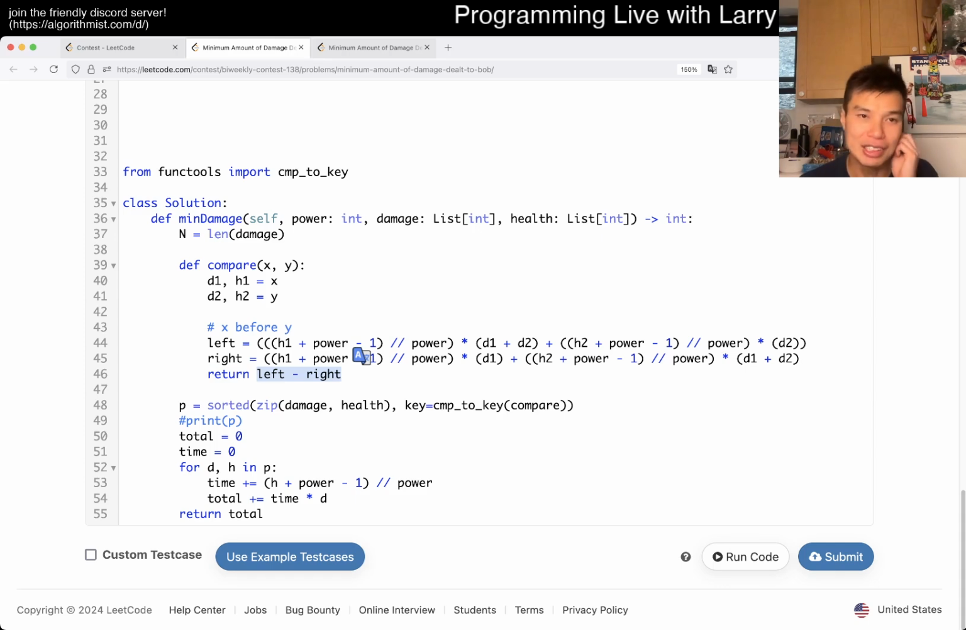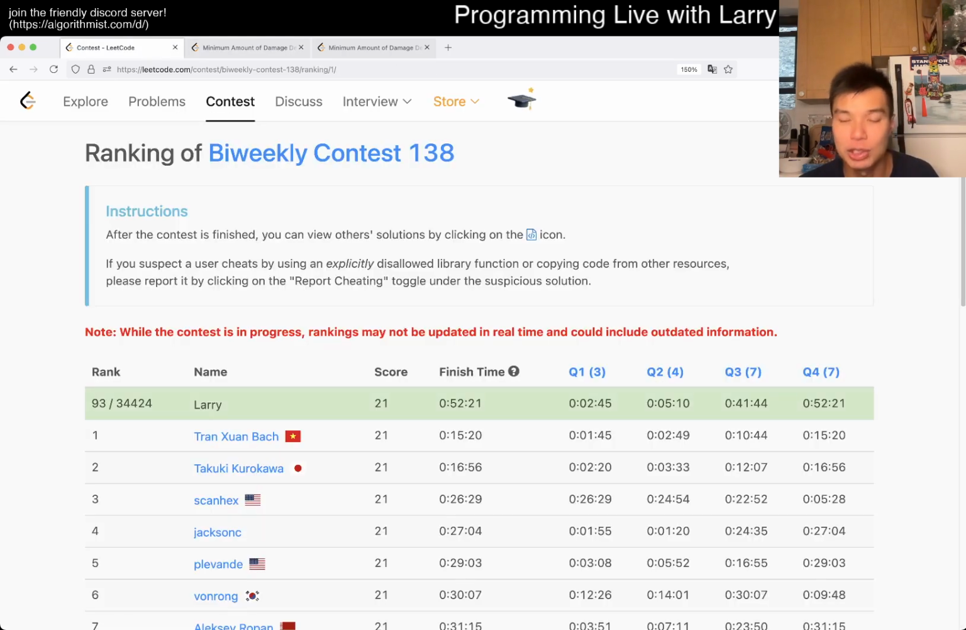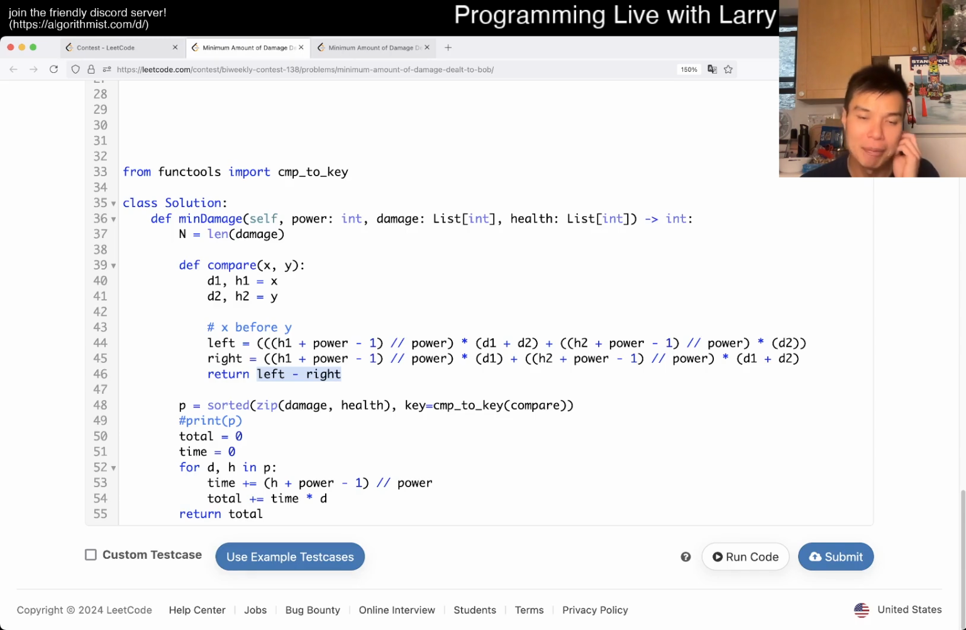Fun fact is that I actually spent 11 minutes on this problem, but I spent a lot of time because I had a typo because I copied and pasted wrong, and I had D2 here for some reason. So that was silly. But yeah.